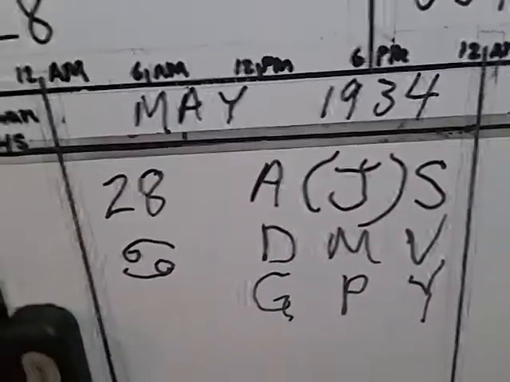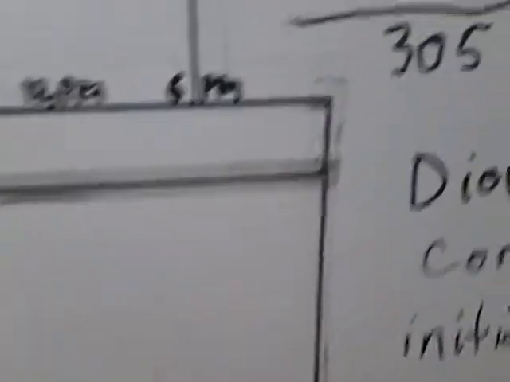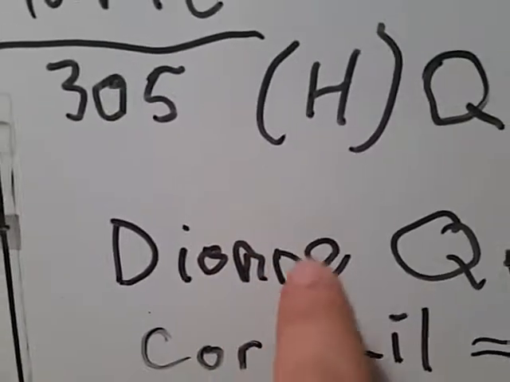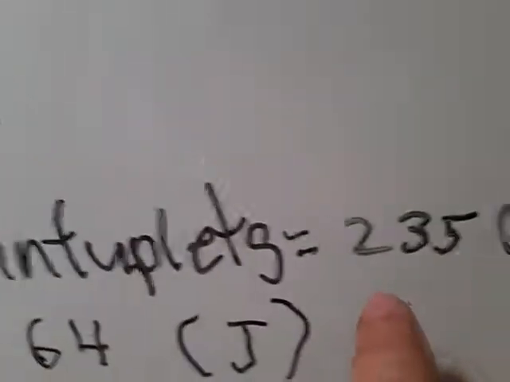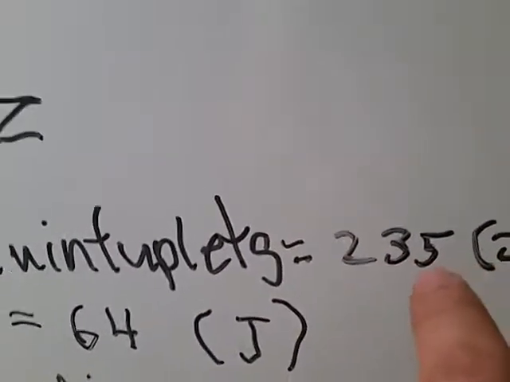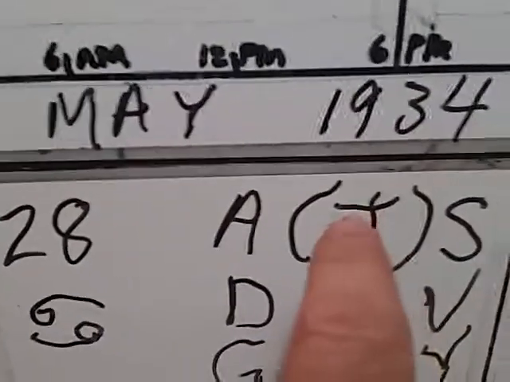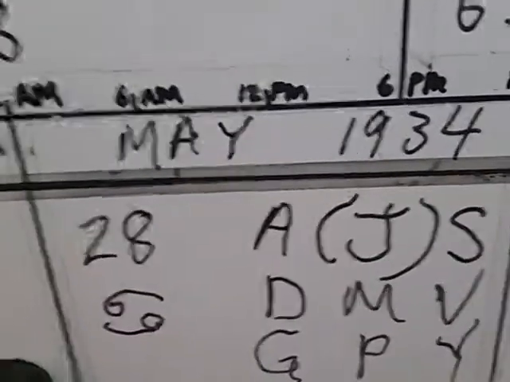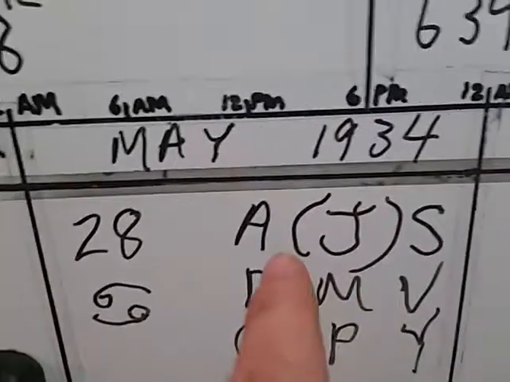Okay. Now, May 28th, 1934. You see, when I add up the simple gematria value for each of the letters, Dionne quintuplets will equal 235. 2 plus 3 is 5, plus 5 is 10. That's J. So this J right here is saying Dionne quintuplets. Okay, now this is by design, it's not an accident. This calendar proves and confirms predestination is true.